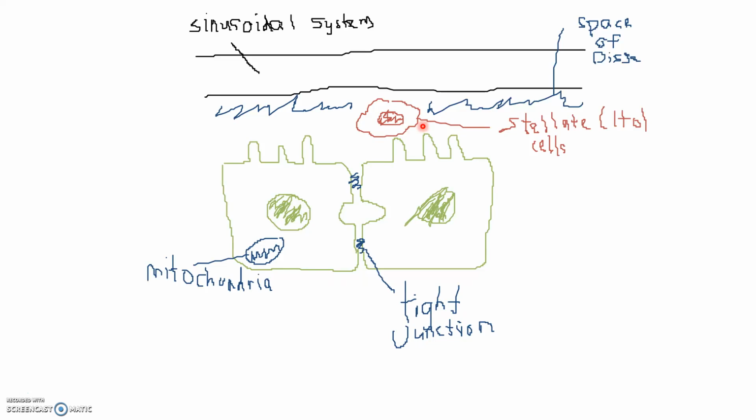Additionally, I've also talked about how the space of Disse has plasma cells which produce IgA. And the fifth one, I've talked about the membrane of the cell which is facing the space of Disse, and I've talked about 2 examples of the physiology of hepatocytes there: what happens to the breakdown of RBC and what happens to the drugs through the membrane.